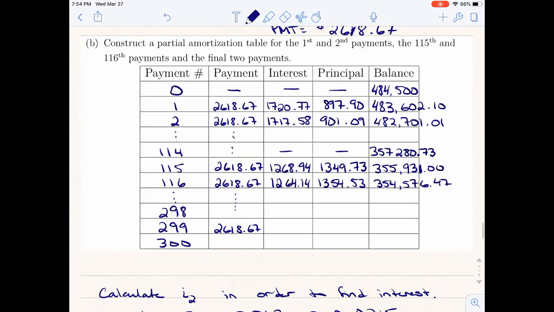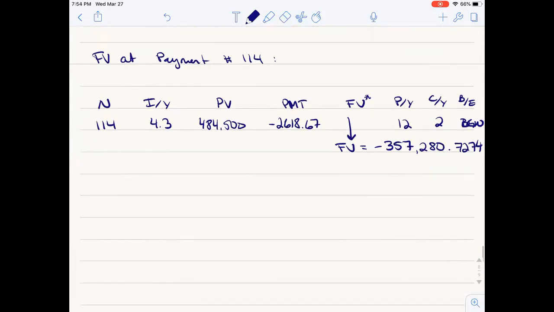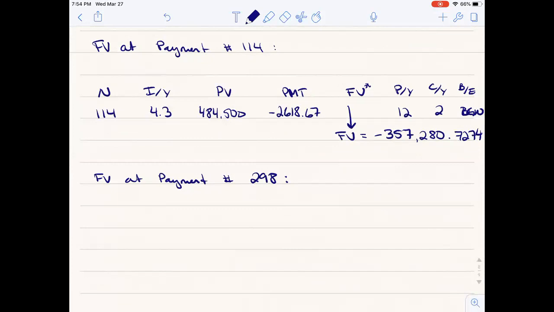And then same thing here. We need the future value at payment number 298 now. The only thing that's changing, right, is your N. And then you're going to recalculate your future value. So you don't have to re-enter all the values. You just have to change your N and calculate the future value.